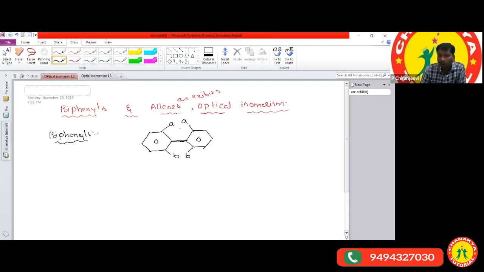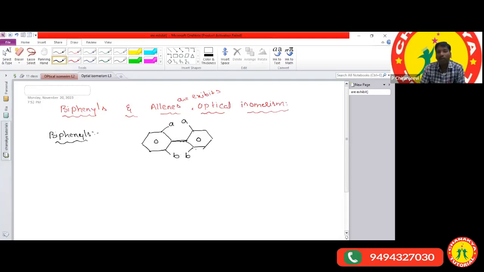All of you, while seeing the structure, everyone will get a doubt. Is it right? Sir, if you cut from the center, you get two equal halves. Whenever there is a center of symmetry, the molecule does not exhibit optical isomerism, but you are telling that biphenyls exhibit optical isomerism. How is it possible? That is your doubt now. All of you, Aditi, is it right?